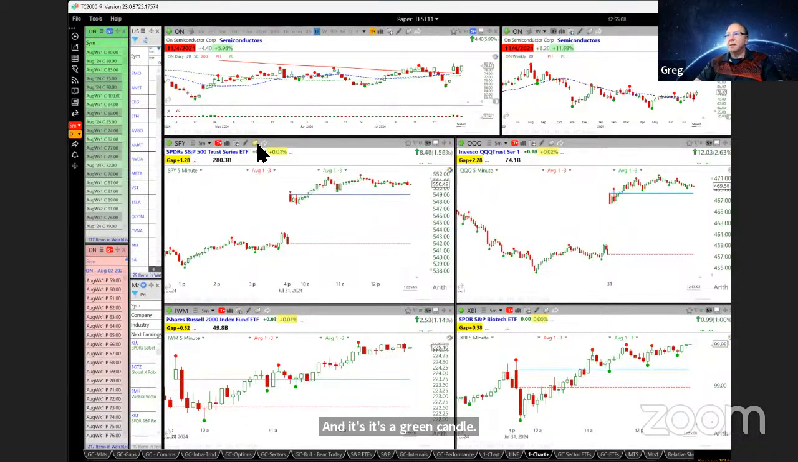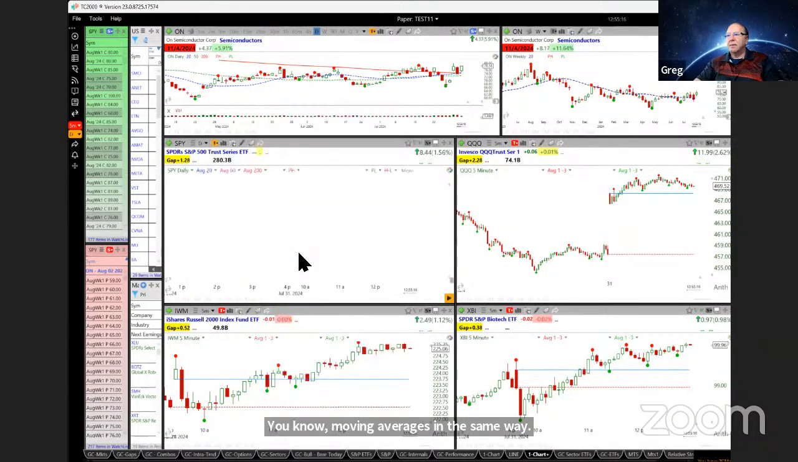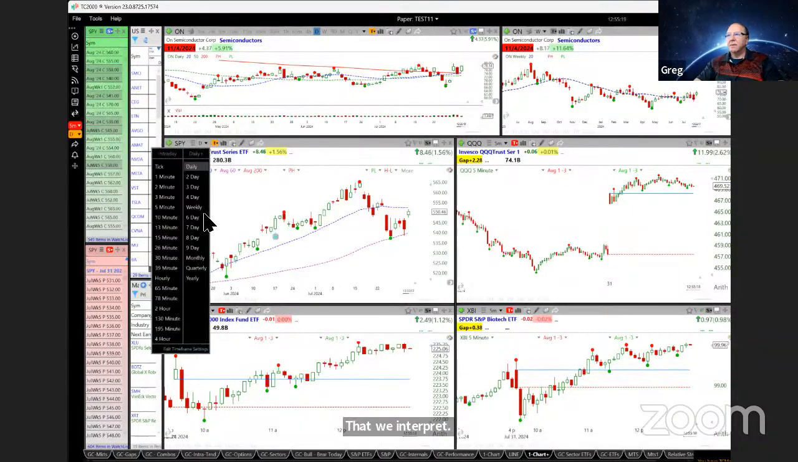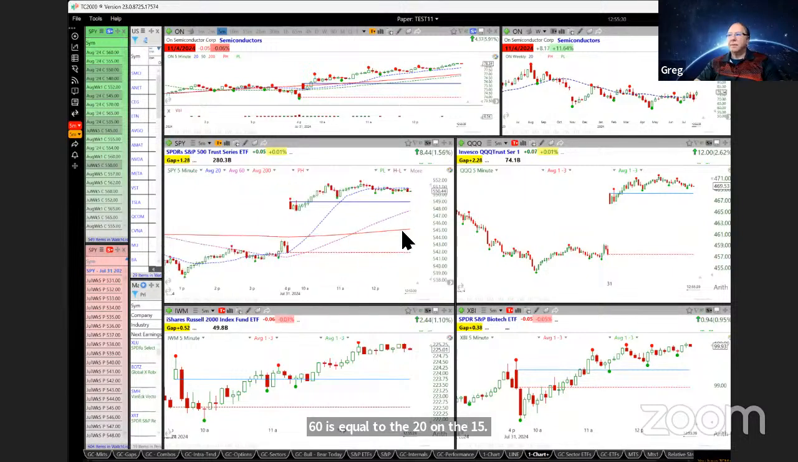In addition, I put moving averages in the same way that we interpret on the daily chart, the same idea of multiple time frame alignment. The 60 is equal to the 20 on the 15, and the 200, the red line, is roughly equal to the 20 on the 60. So this is bullish in multiple intraday time frames. Of course, you have to go to the daily chart to see where resistance and support are and so on and so forth. But this is waiting for news.